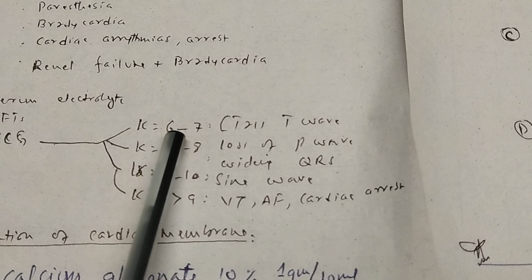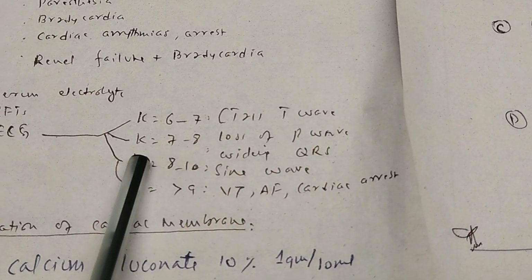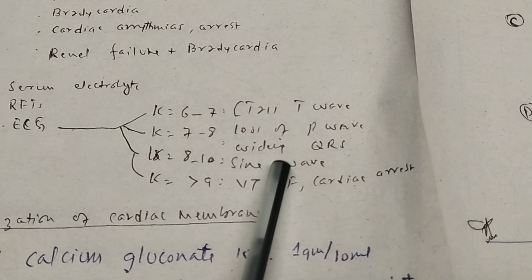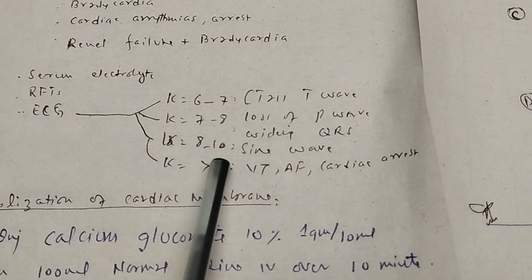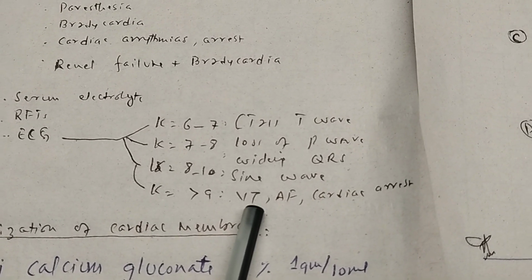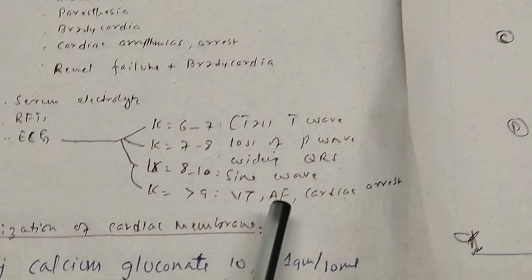If the potassium level is from 6 to 7, then tall T wave. If the potassium level is 7 to 8, then loss of P wave and widening of QRS. If the potassium level is from 8 to 10, then we have a sine wave. And if the potassium level is more than 9, then the patient will have ventricular tachycardia, atrial fibrillation, and cardiac arrest. So now let us talk about the treatment.